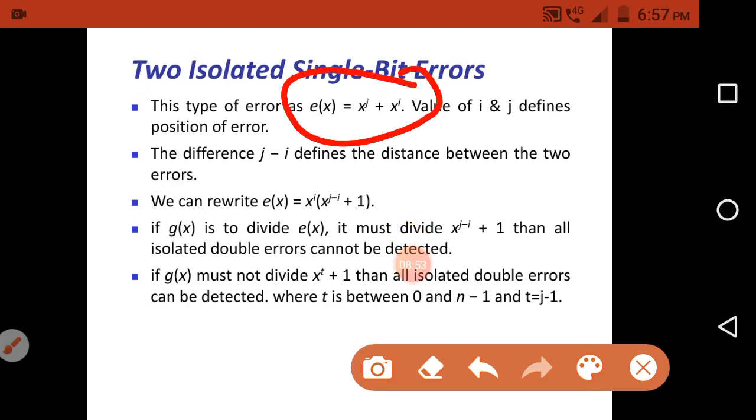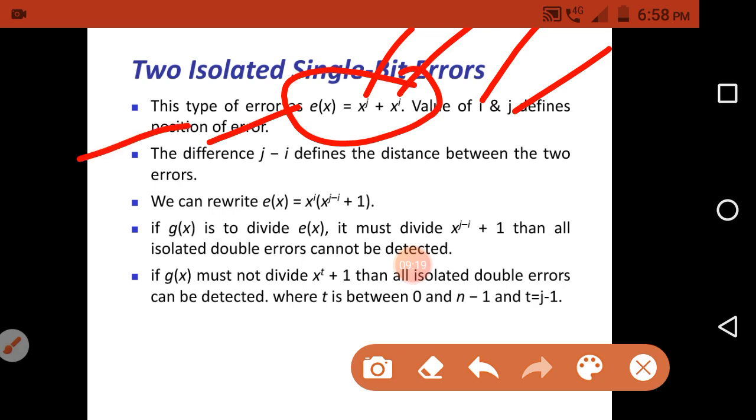Here they have represented e(x) equal to x raised to j plus x raised to i, meaning two single bit errors are there, so we have to take two terms here. One is x raised to j, and another one is x raised to i. x raised to j is one error, and x raised to i is another single bit error. So i and j identify the positions of those two errors.